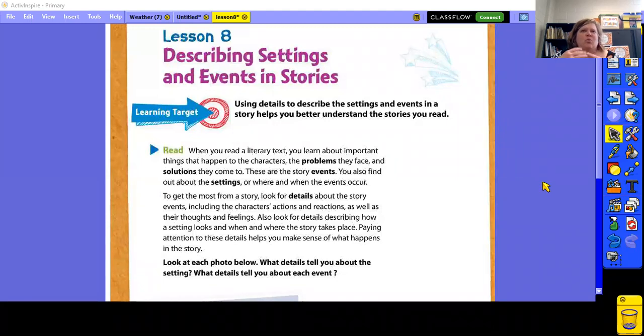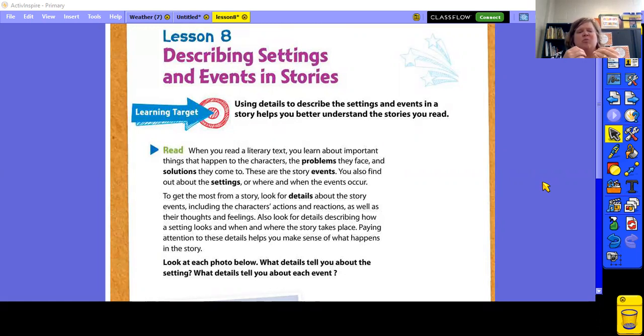So we've kind of talked about the main idea and what the story is mostly about, the characters, who and what the story is about. Today, we're going to focus more on where this story takes place and what events are happening in the story, or details, and the order that they occur.